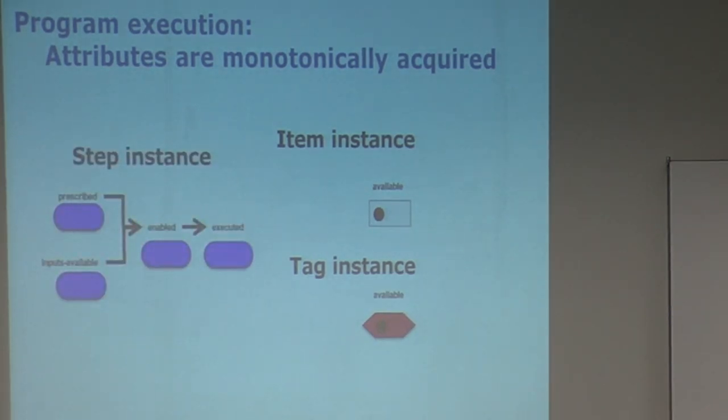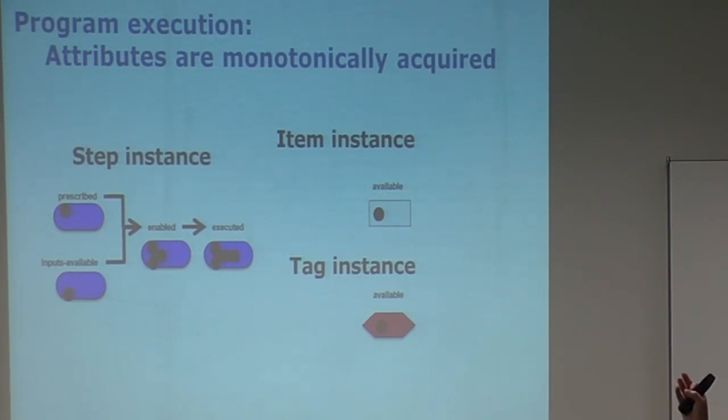Steps are a little more complicated. So this is the same step. As it goes through its lifetime, it may acquire distinct attributes. So it can be prescribed. That is, its control can be available. It might have its inputs available, and those can happen in either order. There's no particular order it has to happen in. But when both of them are true, then we call the step enabled. Enabled just means it's ready to run. It's supposed to run, and all its inputs are there. So it's ready to run at that time, and at some later time, it will be executed.